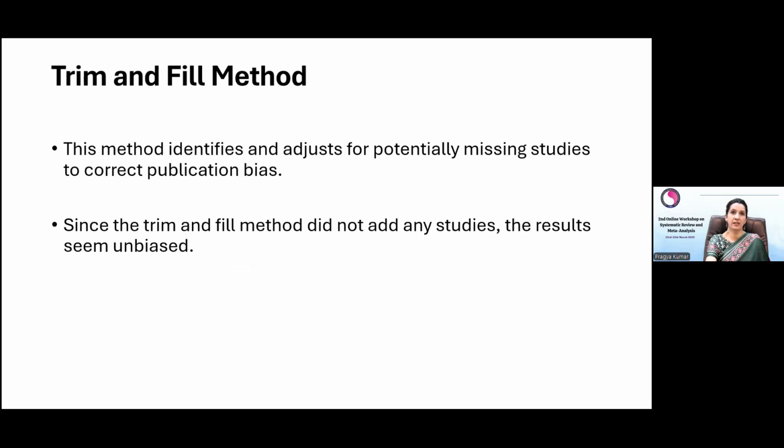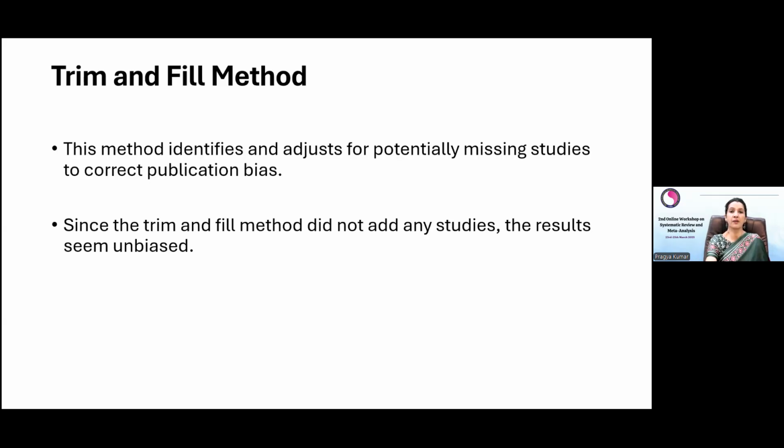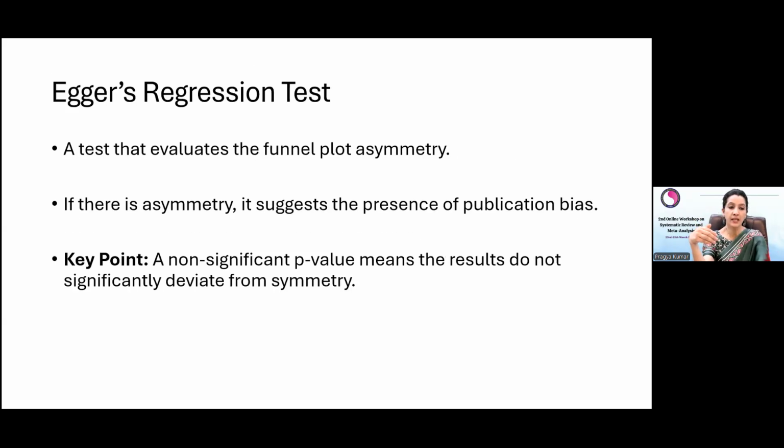Then there's another one, the trim and fill method. Again, if it doesn't add any studies, then the result seems to be unbiased. And then there is a funnel plot. So basically in the funnel plot, you see the symmetry. The funnel plot is more subjective in nature, and these tests give you objectivity: the fail-safe N, the Begg-Mazumdar test, the trim and fill method, and the Egger's regression test. So these are the 4 publication bias tests, which are the objective way of assessing publication bias.